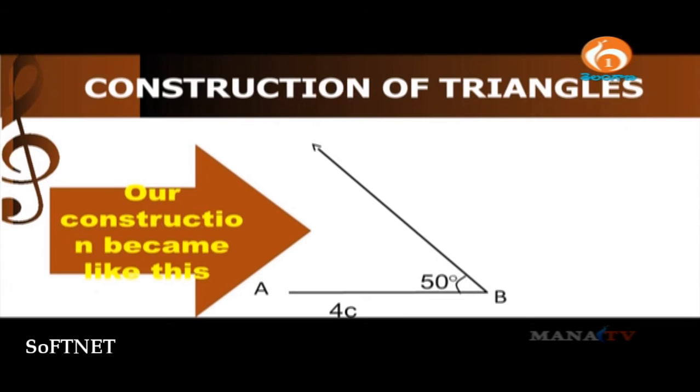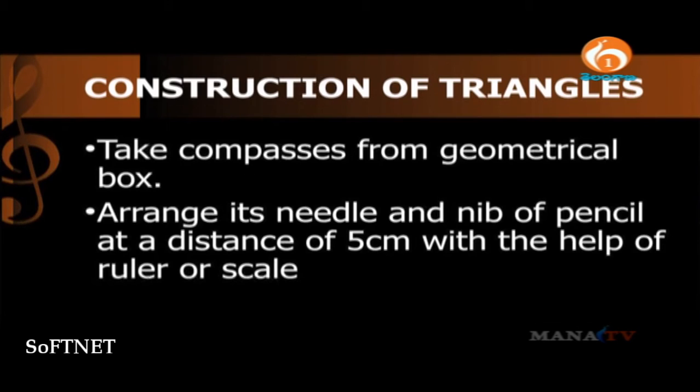Why? Because we have to identify our point C. What is the remaining measurement we have left with? That is BC is equal to 5 centimeters. Take the compasses from your geometrical box, which has one pencil at one end to be arranged, and another side it has a needle. Arrange its needle and the nib of the pencil at a distance of 5 centimeters with the help of a ruler, or we call it as scale.